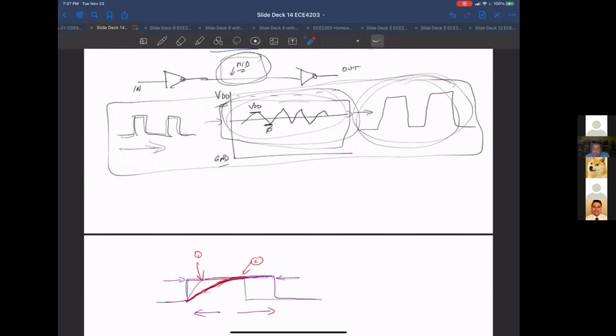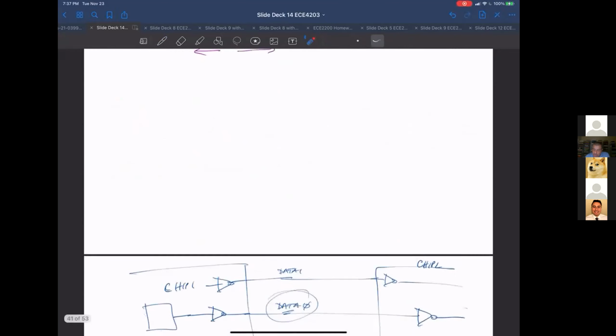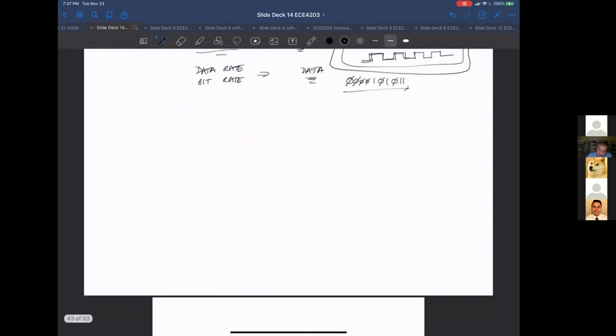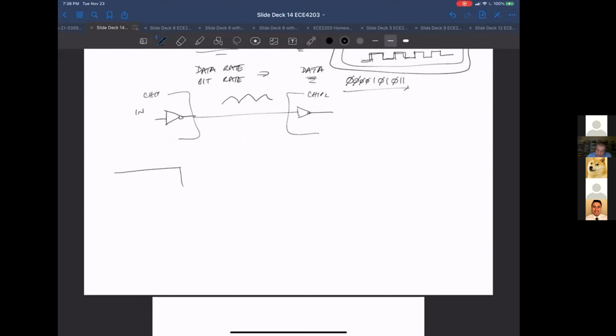But look at what would happen if you do not have 50% duty cycle results. Let's say you've got your input, and this is your chip one, chip two, and this thing works only if you have this 50% duty cycle. Now let's say you get a long sequence of ones followed by a zero. What it would look like is, again, I'm drawing this.